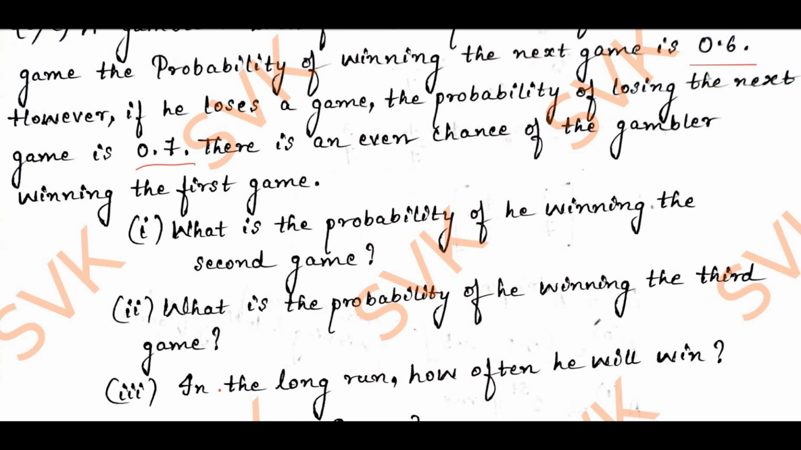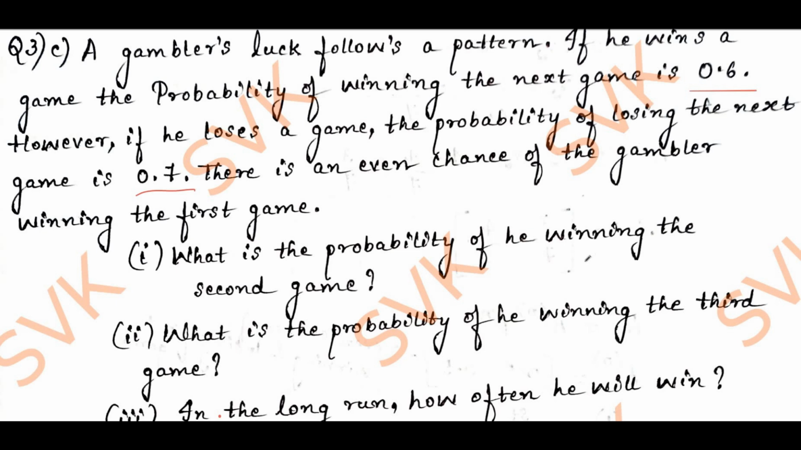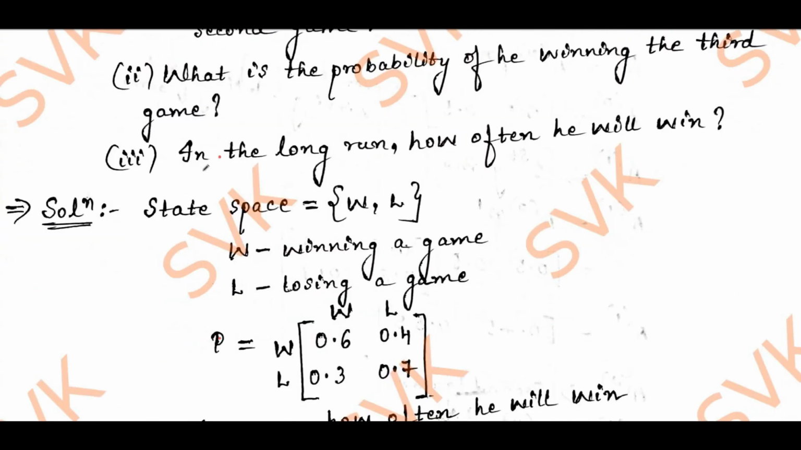It is a Markov chain. They have given the state space as the gambler winning the game or losing the game. So I can define the state space as winning and losing. Once he wins the game, the probability of winning the next game is 0.6, as they have given here. Once he loses the game, the probability of losing the next game is given as 0.7. Then we can define the transition probability matrix.